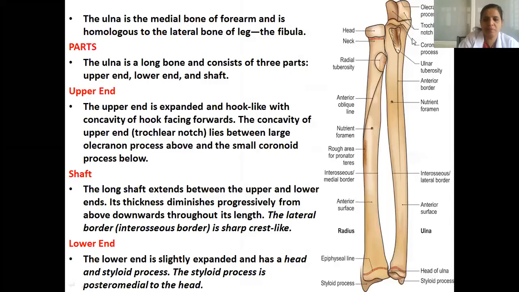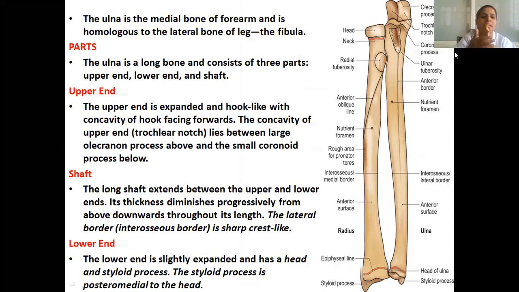Now, because we are done with almost everything, and I have shown you the bone, so the ulna is the medial bone of the forearm. It is homologous to the lateral bone of the leg, that is the fibula. How come the lateral bone of the leg is homologous to the ulna and the medial bone of the leg, the tibia, is homologous to the radius? Because during embryological development, the limbs rotate. This we will explain when we take embryology as a separate subject, as a part of anatomy.